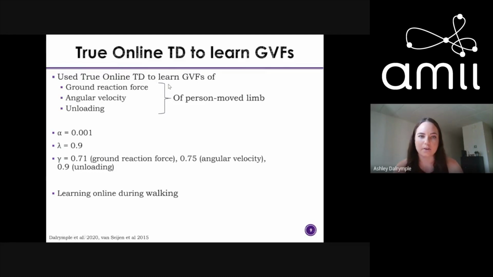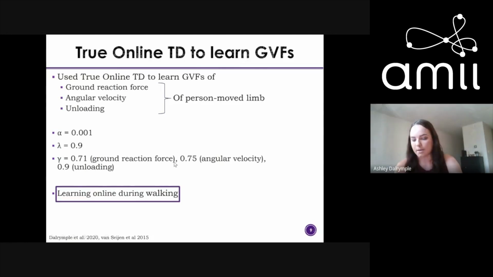And so we learned the general value functions of these signals for just the limb that's moved by the person, because again, that's our control limb. That's the one that's intact, and we want to use that limb to control the would-be paralyzed limb. So I just put in the parameters here for your information. So our step size, eligibility trace, bootstrapping parameter, and the termination signals for those 3 different sensor signals. And then we started things up during walking. So we had our eligibility traces and the weights and the general value functions initialized at 0. And then we started making those walking movements.